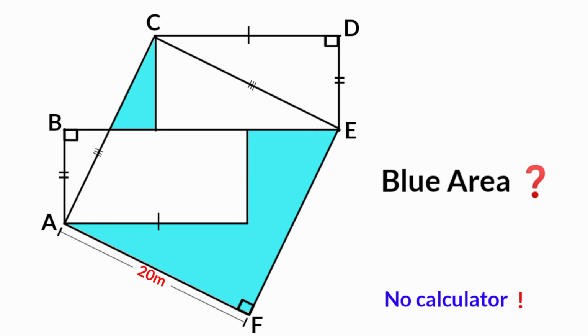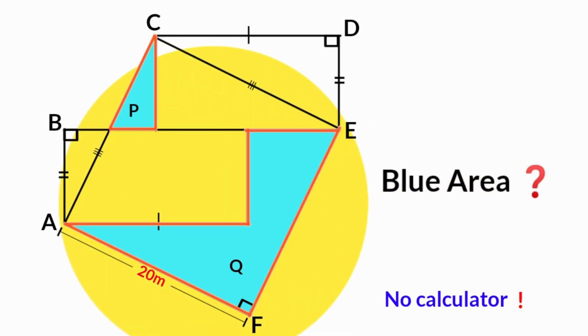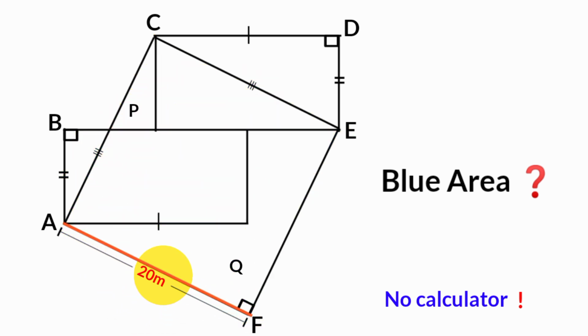Hello, good day everyone. One amazing thing about this particular question is that it keeps getting more interesting as you solve it. Okay, actually we are to calculate the area in blue, that is this and this here. Let's say P and Q. We have the length of this side to be 20 meters.